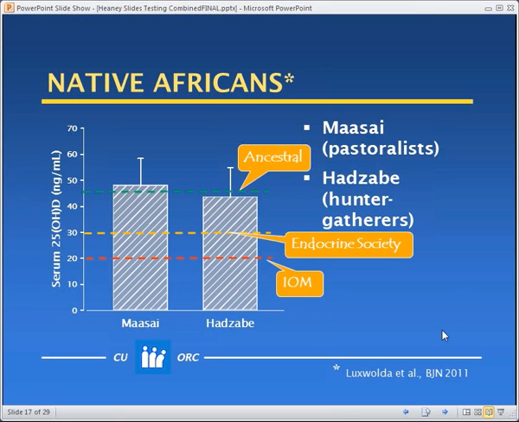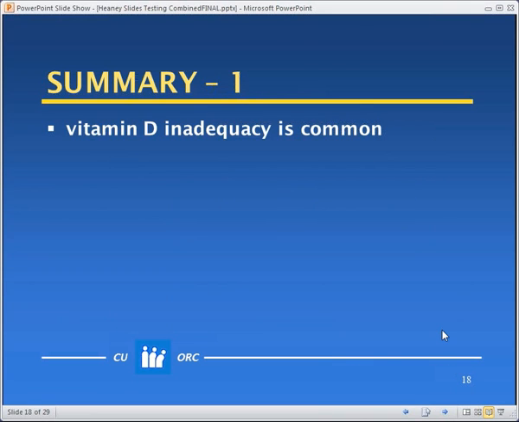The Endocrine Society, as some of you may know, has come up with a somewhat less conservative recommendation, saying, well, you shouldn't be below 30. And we certainly agree with that. Being below 30 puts you at risk for all kinds of problems. But both of those numbers are substantially below the ancestral level. And so we take some assurance from the fact that values above 40 appear to have been what the human race experienced when it was developing.